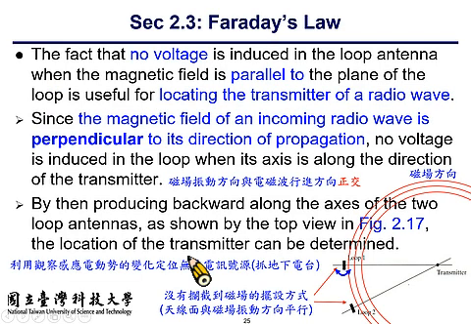Next, and here's an interesting story. All right, so we know that the loop should orient that way so that it can maximize the amount of signal. And in this case, it's an interesting story for locating the source, the radio source direction.